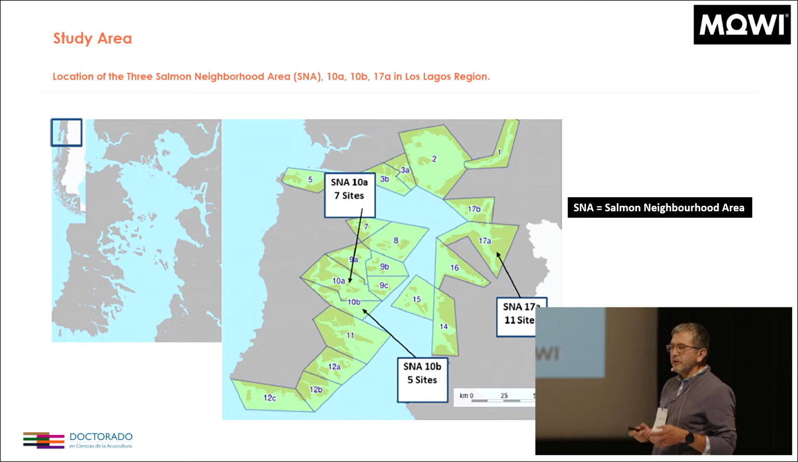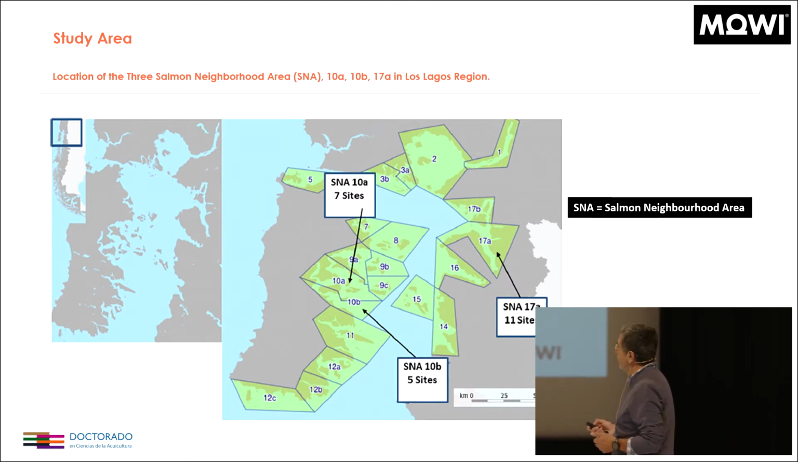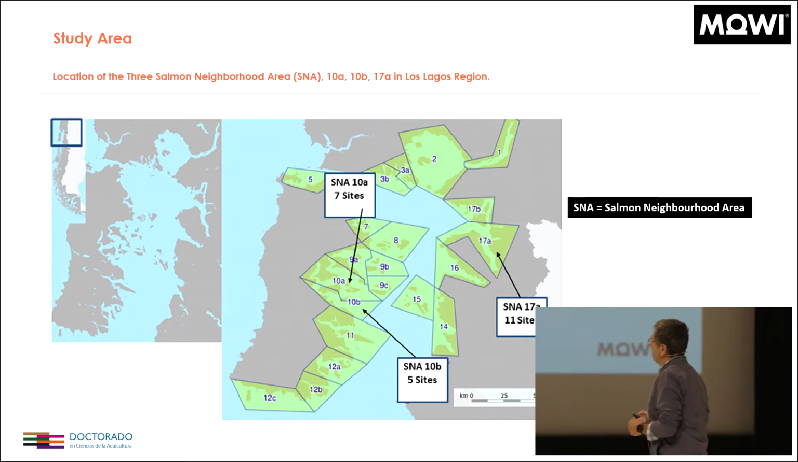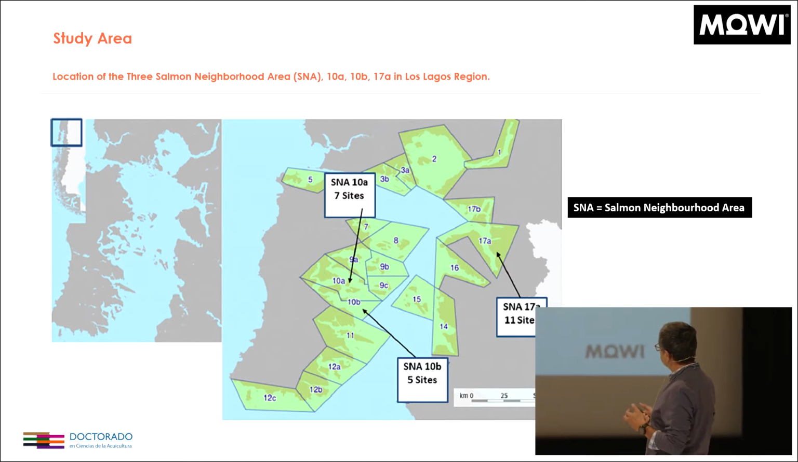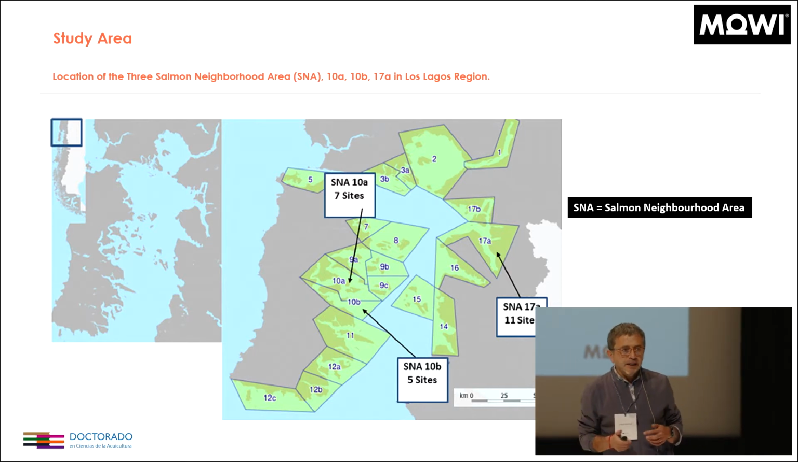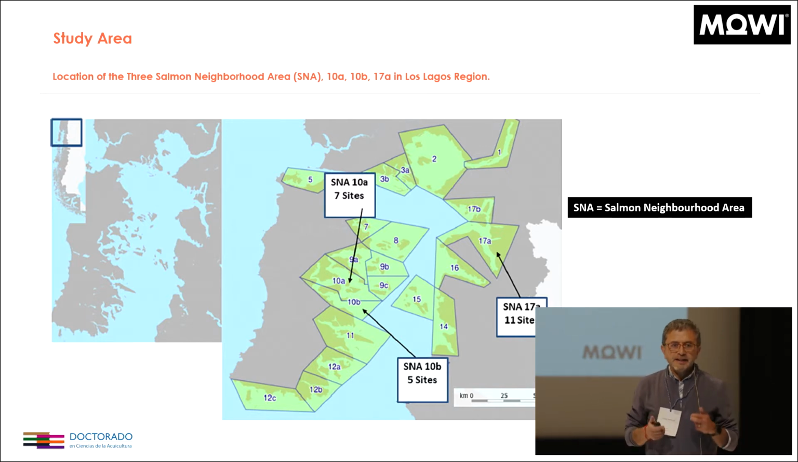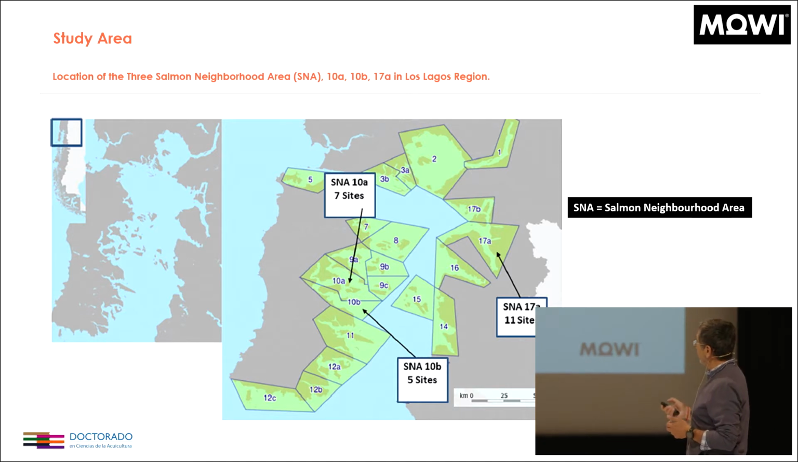So when we talk about this, I present you the study area, which was located in the south of Chile, in the 10th region. I used 3 Salmon Neighborhood Areas, S and A, according to our legislation. A Salmon Neighborhood Area is a group of sites that share common oceanographic, epidemiological, and geographic characteristics. And you can see here the 3 areas with the sites that were part of the study.